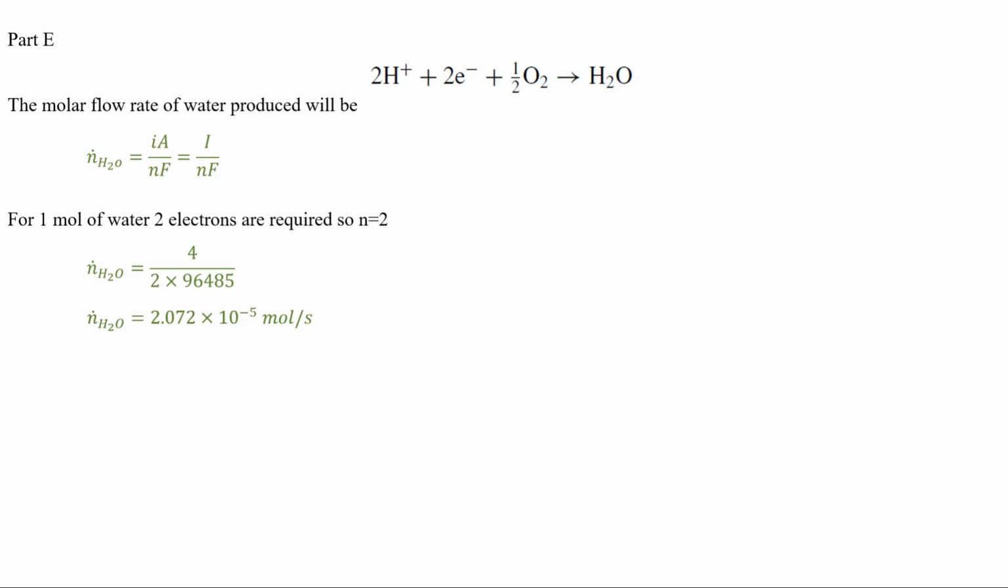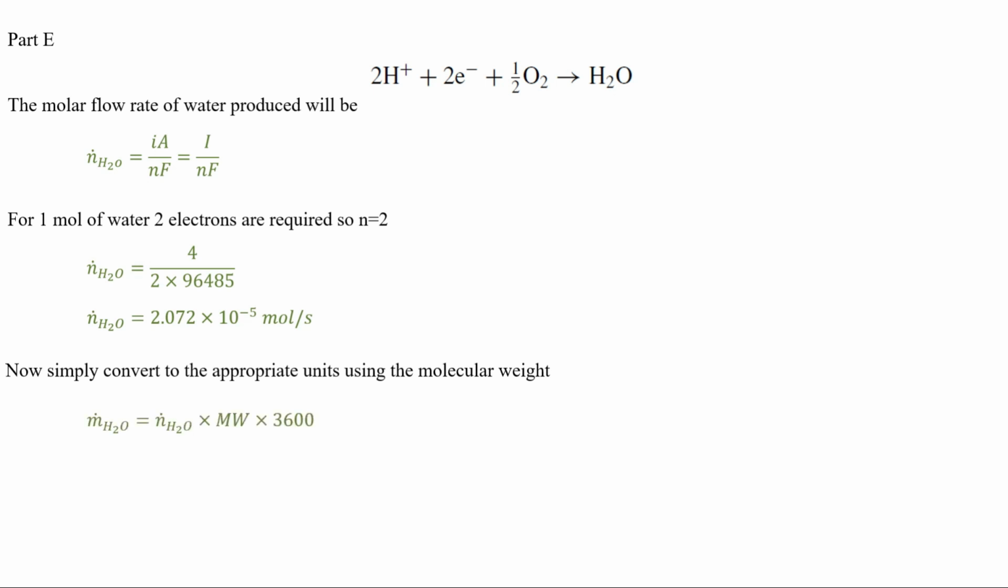But in the problem statement, we have to determine the mass flow rate of water in gram per hour. So we will convert the molar flow rate into the mass flow rate by multiplying the molar flow rate by the molecular weight of water, and we know that the molecular weight of water is 18. We will use this formula written on your screen: mass flow rate of water is the molar flow rate of water times molecular weight times 3600. We are multiplying by 3600 because we have to convert per second into gram per hour.